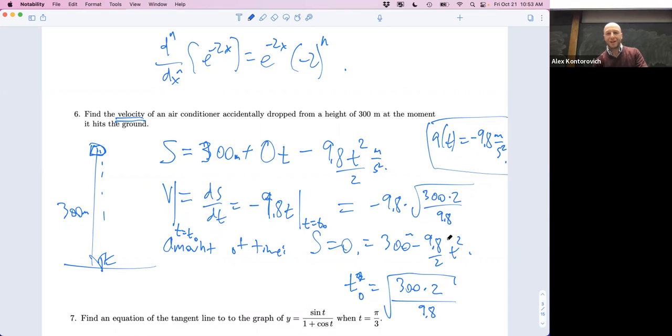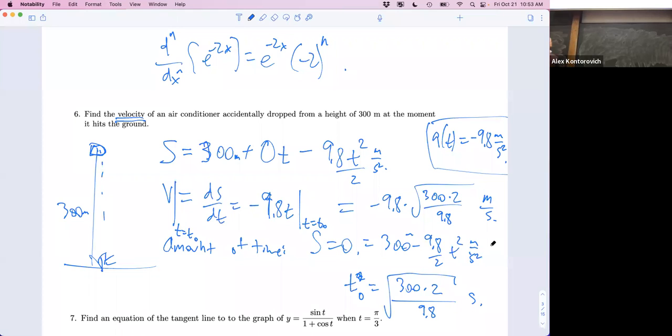This is meters, this is meters per second squared. So when we move this to the other side, we actually get seconds. That's good. The meters cancel out, and this is how many seconds we have. And so we have 9.8 meters per second squared times seconds. That's meters per second. Okay, good. Everything worked out.